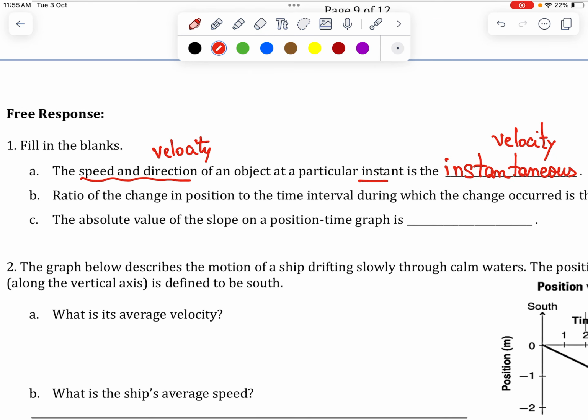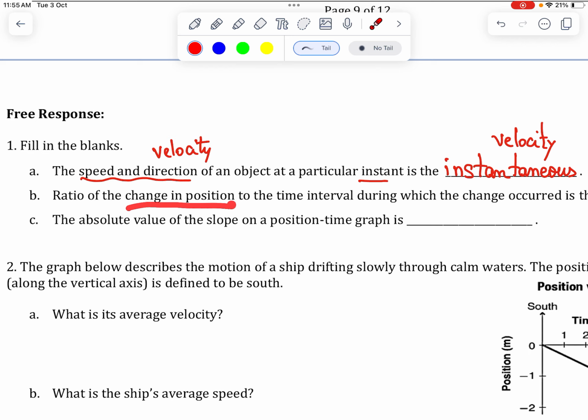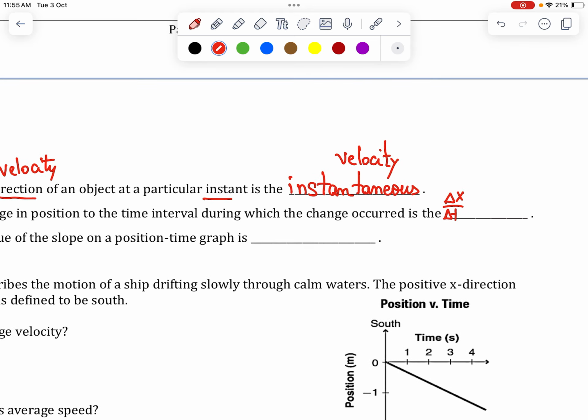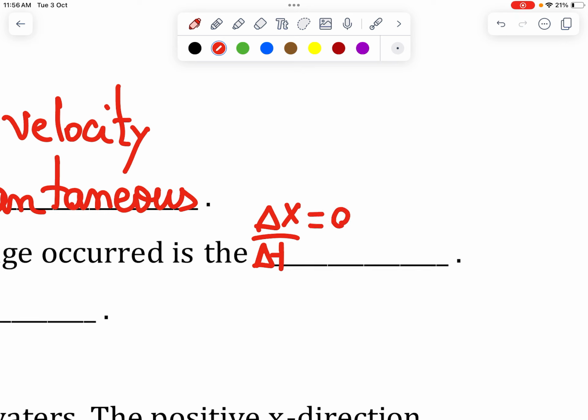However, what is the ratio, which means the division or the fraction, of the change in position, which means the displacement, to the time interval during which the change occurred? So basically it is the ratio of displacement over time. This means we're talking about the average velocity.